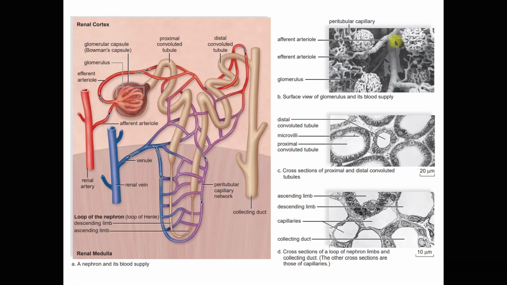Again, this is to show you how these peritubular capillaries look like. And then this is the proximal tubule with the many microvilli. This is the distal tubule, lacking microvilli. And then this is the cross section of the loop of Henle. So this is the ascending limb, this is the descending limb, this is the thin descending limb, and this is the thick descending limb. So these are the capillaries, this is the collecting duct.